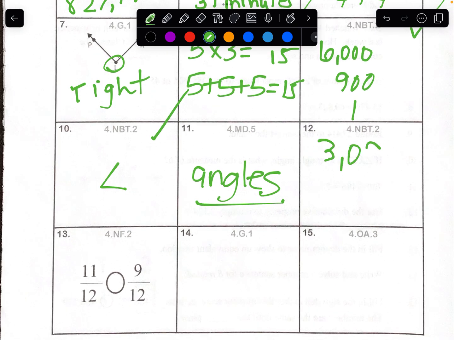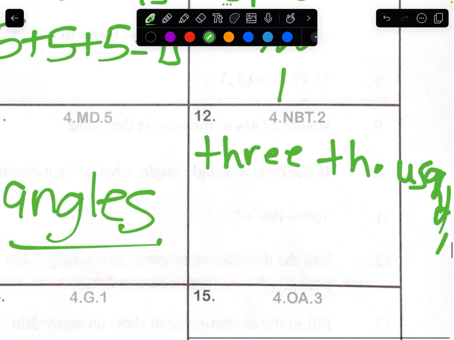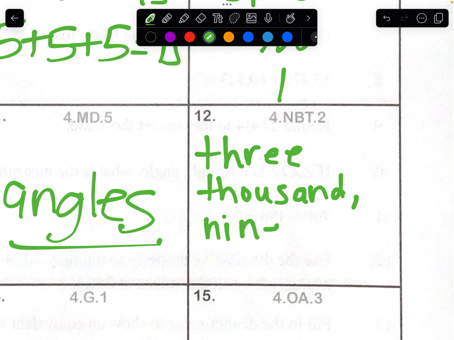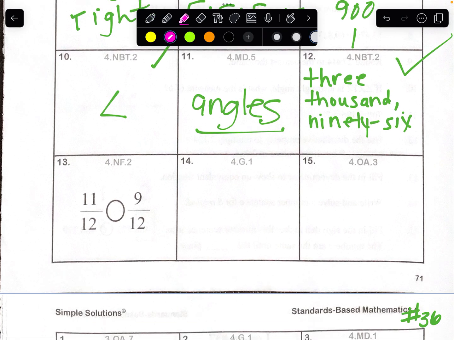All right, so we have 3,096 in words. Oh, I probably shouldn't type that. All right, so 3, 1,000, comma. Let me fix that. 3,000, comma, 96, using words.